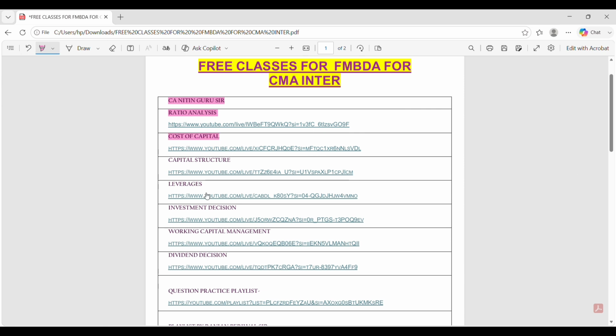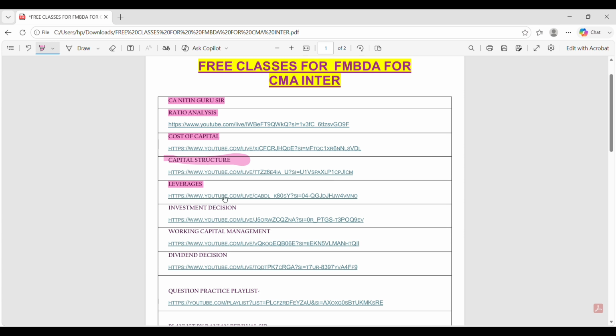Learn different sources of finance, calculation of cost of capital, and concepts that are frequently tested in exams. Third is capital structure. It covers capital structure theories, EBIT, EPS analysis, and how companies decide the ideal mix of debt and equity. And the fourth one is leverage. Understand operating, financial, and combined leverage with numerical questions.